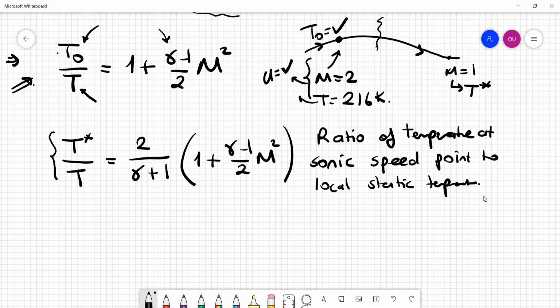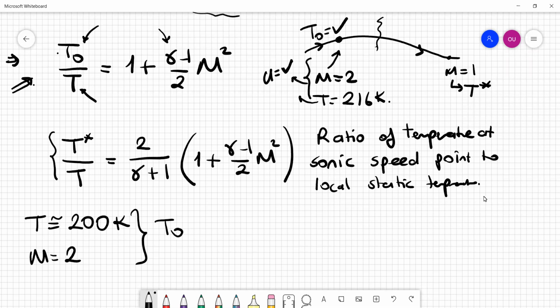So let's say this, just roughly, is 200 Kelvin. Above the troposphere it's 216 Kelvin, but I am just approximating it around 200 Kelvin. So let's say you're flying at Mach 2. What will be your T0?